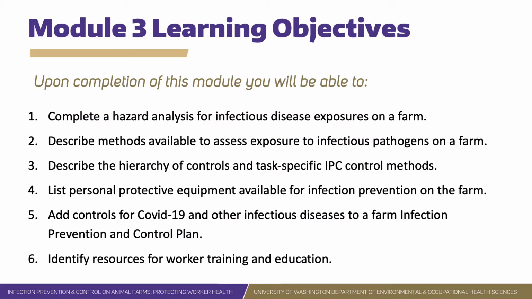Upon completion of this module, you will be able to complete a hazard analysis for infectious disease exposures on a farm. You will also be able to describe methods available to assess exposure to infectious pathogens on a farm and describe the hierarchy of controls and task-specific control methods. You will be able to list personal protective equipment available for infection prevention on the farm, and you can add controls for COVID-19 and other infectious diseases to a farm infection prevention and control plan template. You will also be able to identify resources for worker training and education.